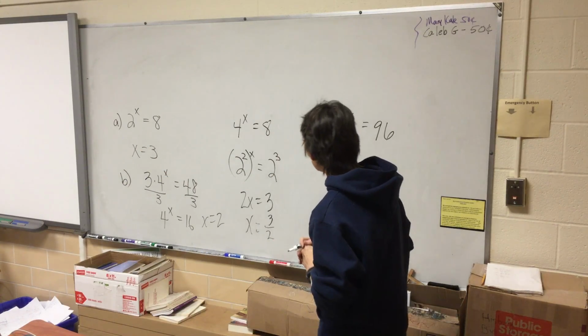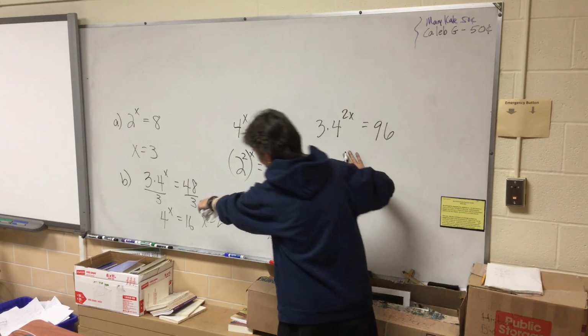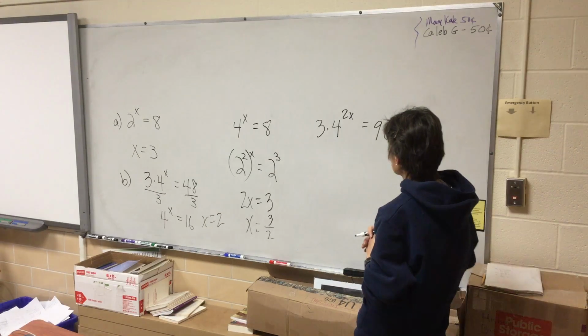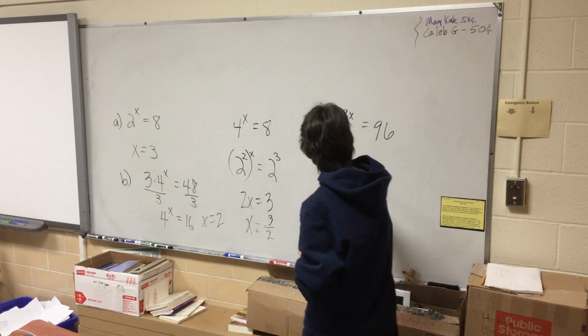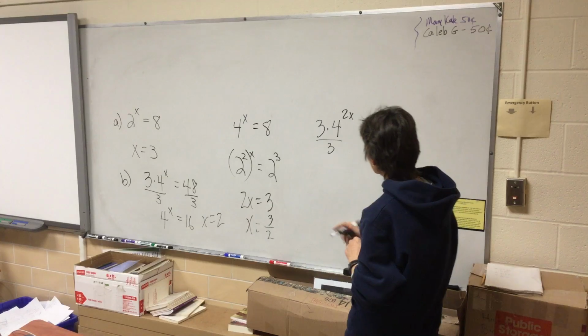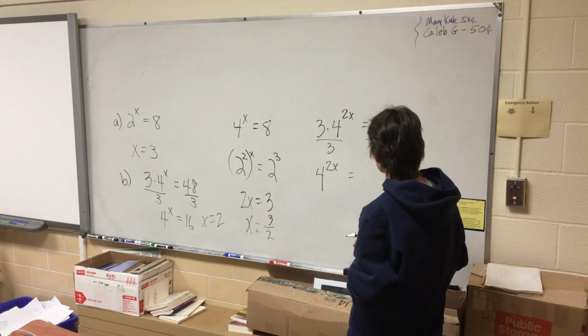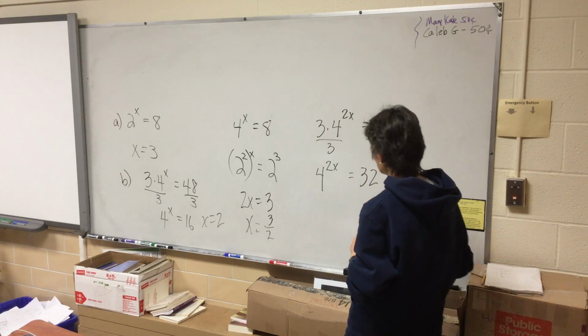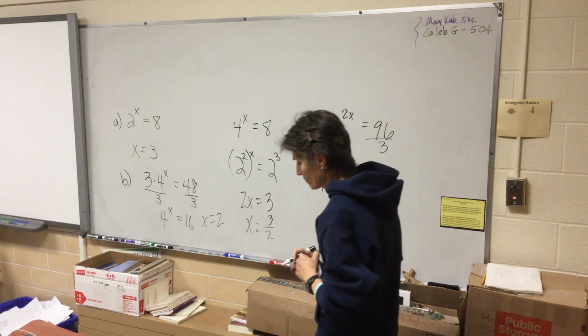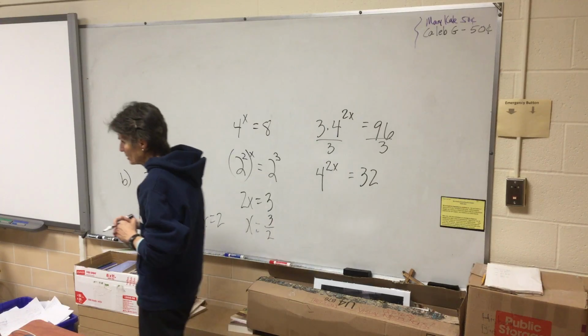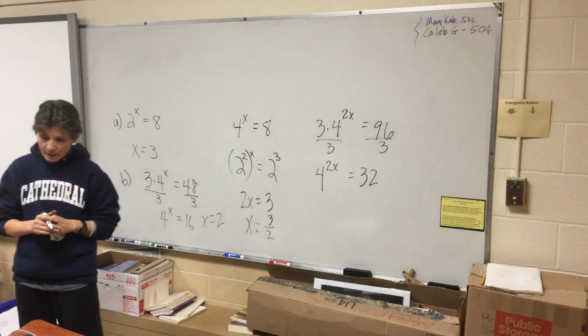What's the first thing you're going to do? Think about that one right there. What's the first thing I'm going to do? I'm going to divide by 3. Yep. Divide by 3. So 4 to the 2x equals 32. Okay?